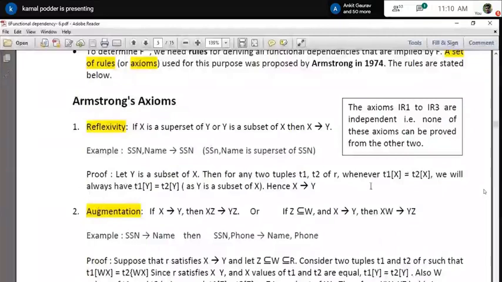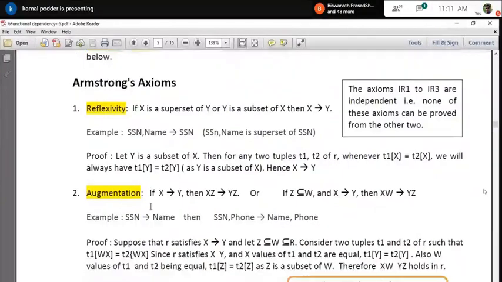I'm not going to discuss the proofs because that is not very important in this class, but I have given a short proof here. If you are interested, you can go through it. The thing you have to understand is the rules, so that I can apply them and find the A plus. Mind it, R1 to R3, the first 3 rules, are independent. That means none of them can be proved from the other 2. But the other rules can be proved using these.